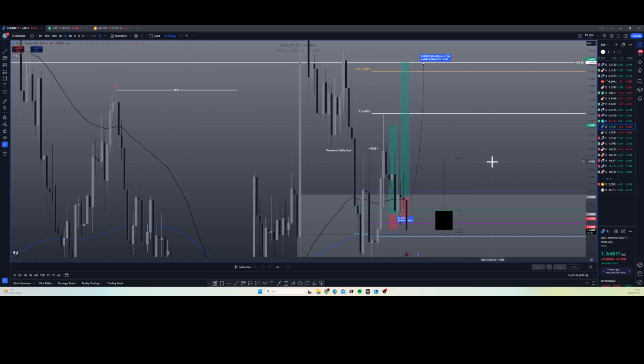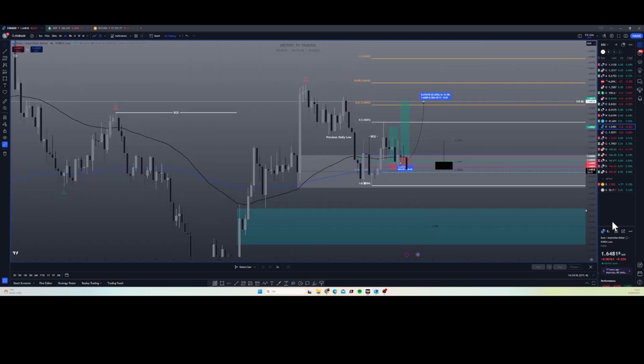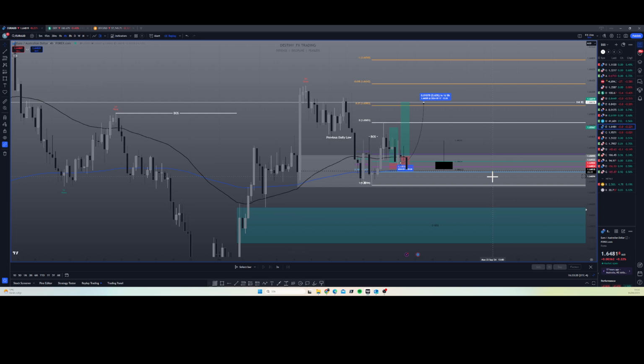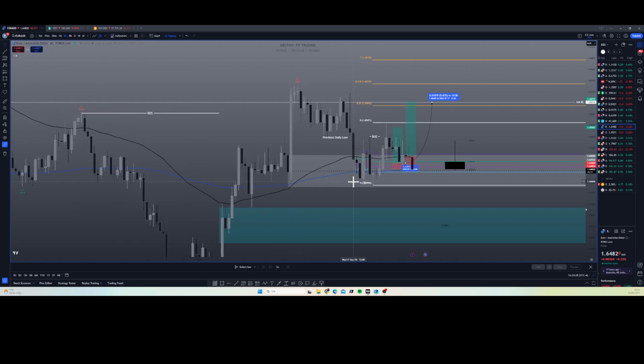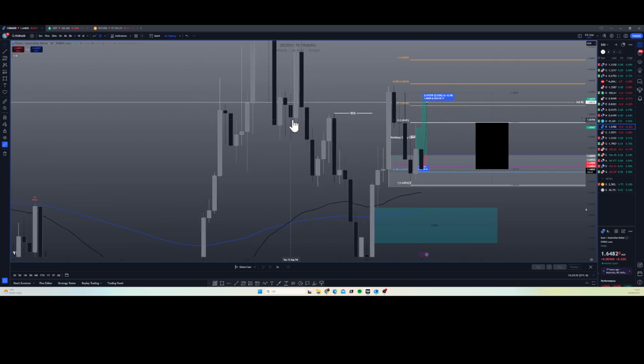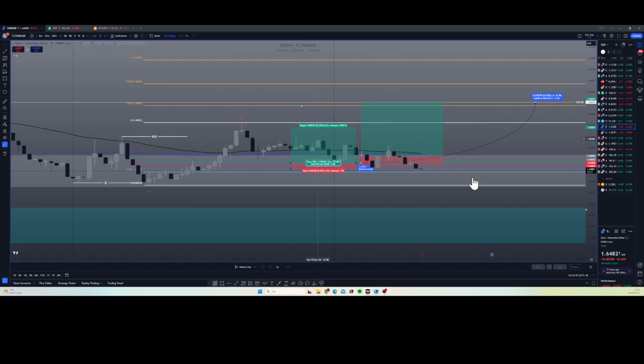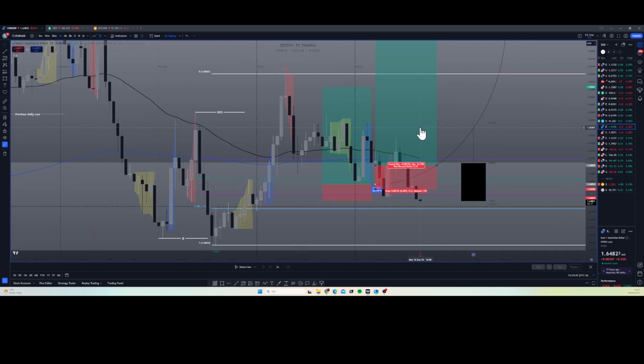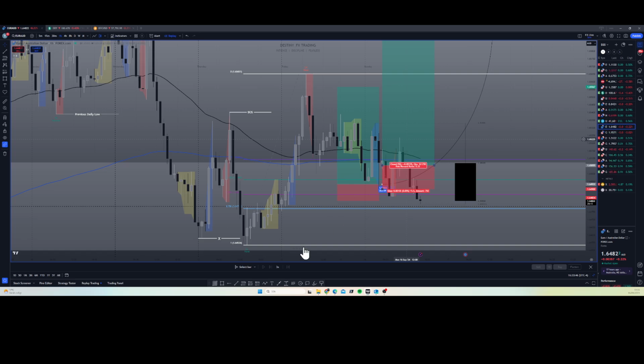So I need to reassess and see where price could potentially want to go down to. But we are still in this bullish trend. We could still go up, but if this high was supposed to be taken out, then there is a high possibility that we could go very much higher, right? So that's that.